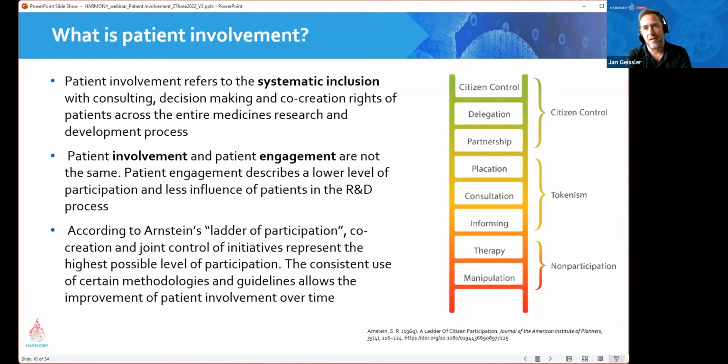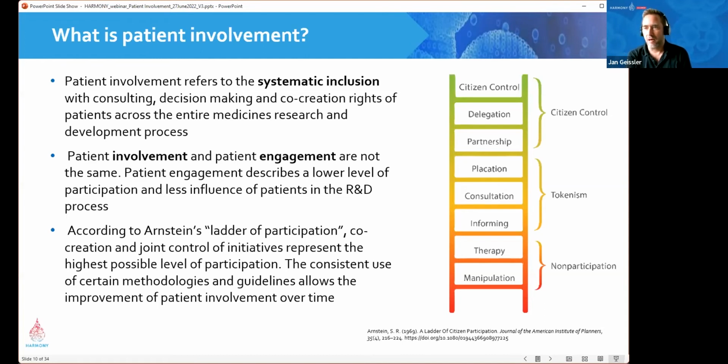So when we talk about patient involvement, in a more methodological way, of course, there are different depths of involvement and systematic inclusion, with consulting, decision-making, co-creation of medicines research and development. There are, of course, different levels. You see non-participation, you see tokenism, you see citizen control. You can see more or less different levels here.